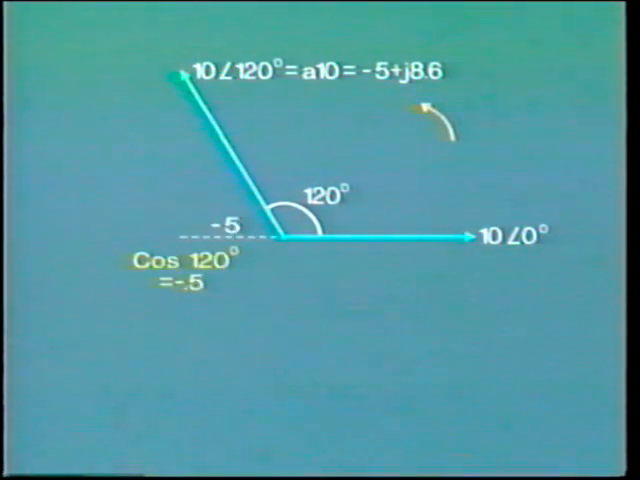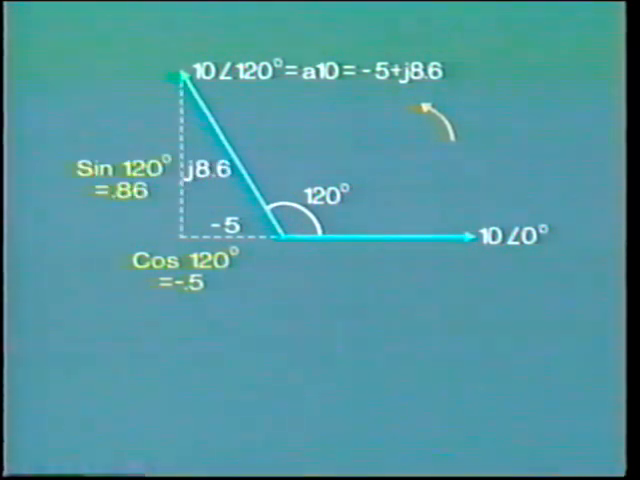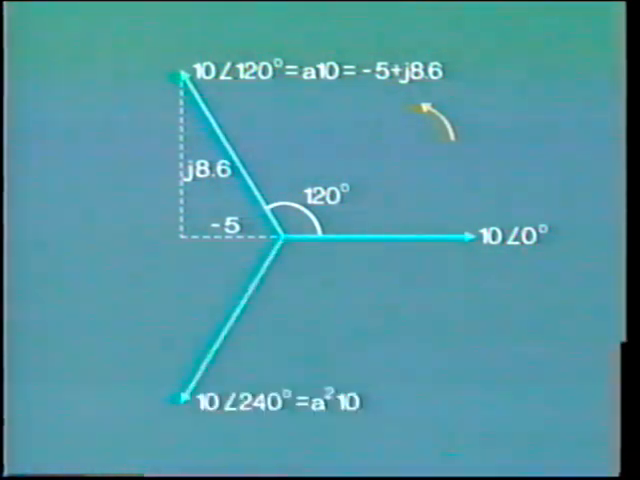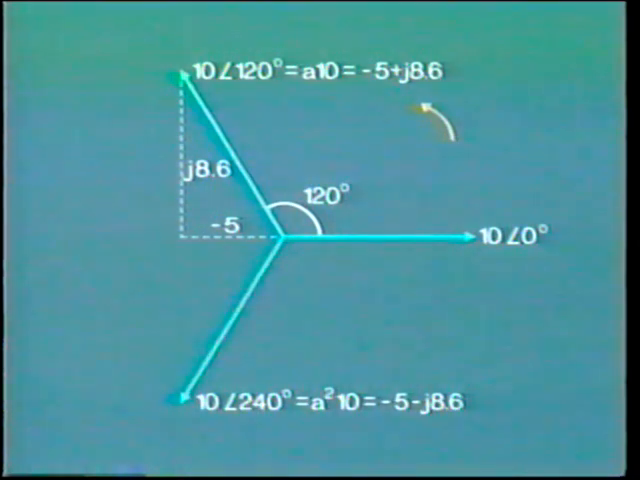The cosine of 120 degrees equals minus 0.5, and the sine equals plus 0.86. The A squared indicator at 240 degrees is equal to minus 5 minus J 8.6. Now we can add the horizontal and vertical quantities separately. Keep an eye open for this operator A when examining printouts of symmetrical components.